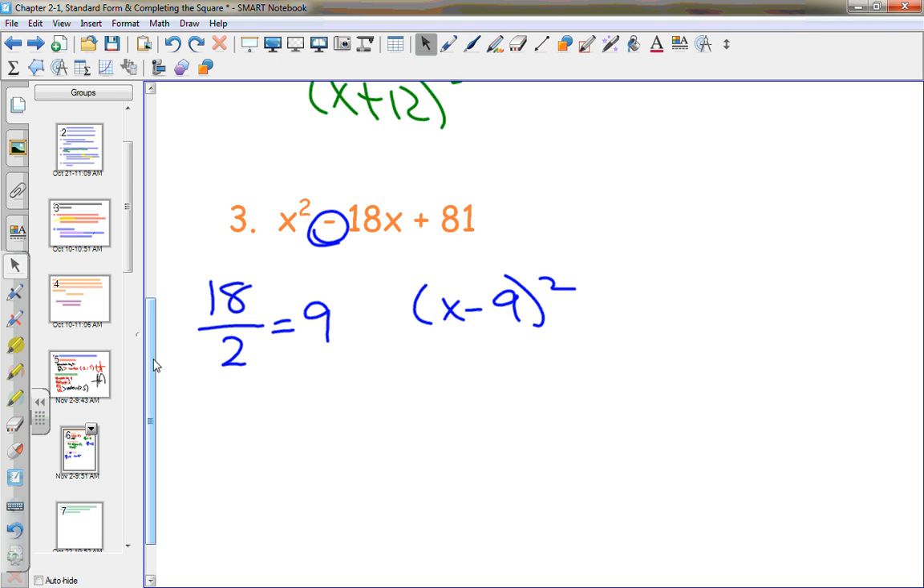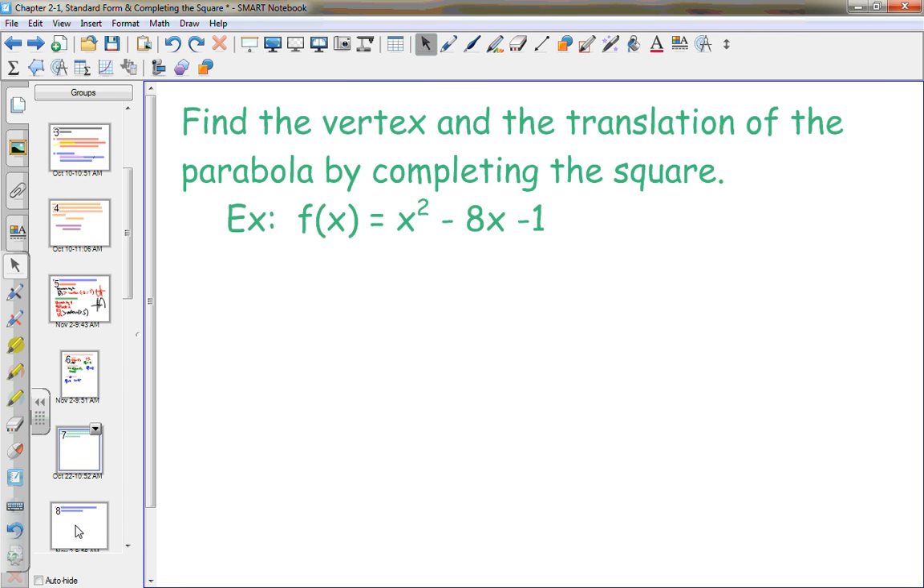Now, let's actually do the hard part. What we want to do is find the vertex and the translation of the parabola by completing the square. Meaning I want this in standard form, y equals a times x minus h quantity squared plus k. Correct? That's what I'm looking for here.